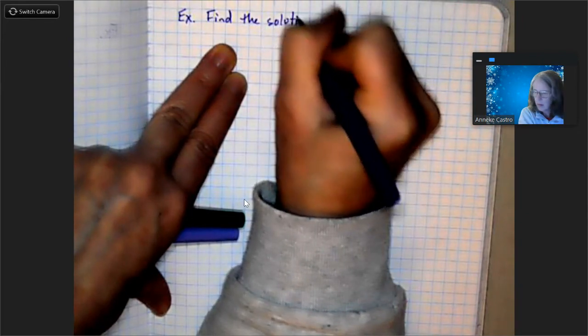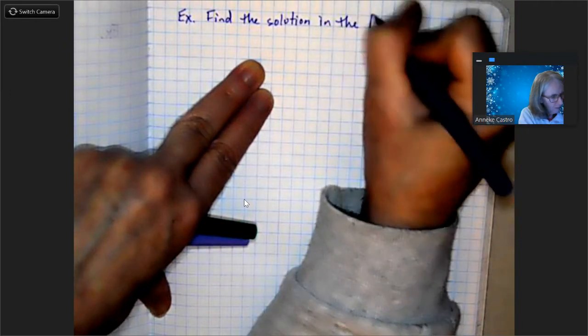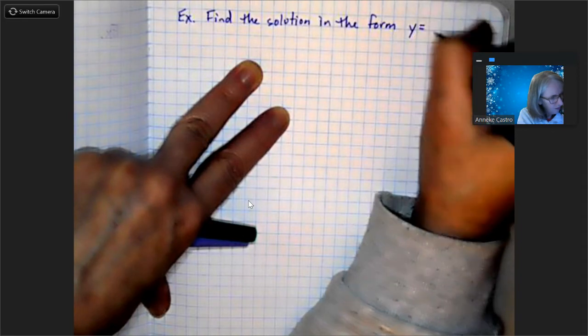Okay, so our example here. Find the solution in the form y equals f of x.